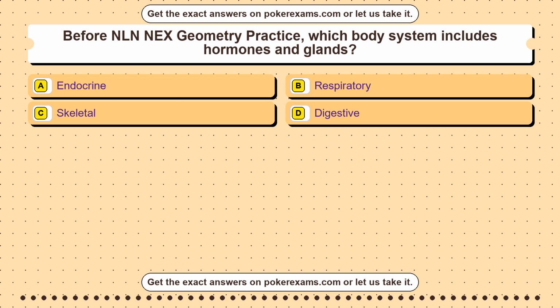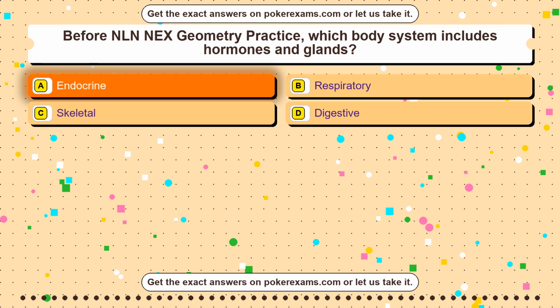Question 25. Before get geography practice, which unit measures volume? Option A, liter. Option B, meter. Option C, gram. Option D, degree. The correct answer is option A.